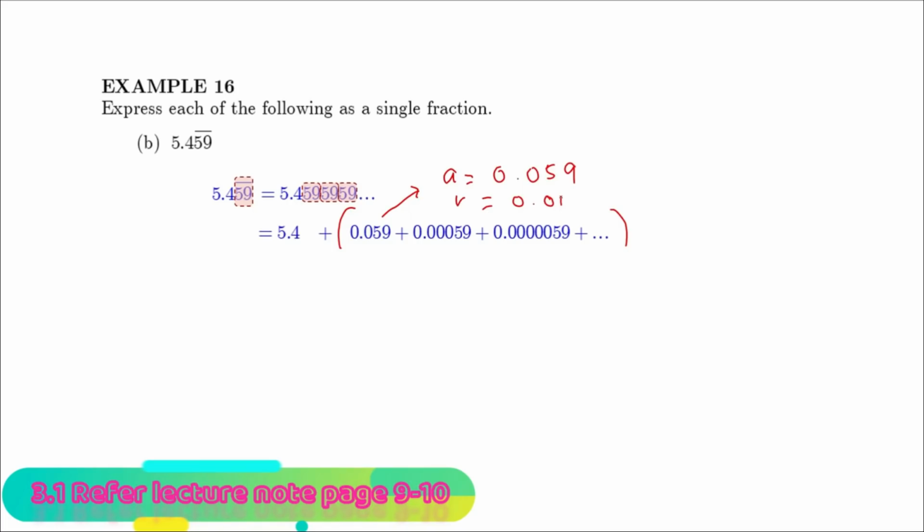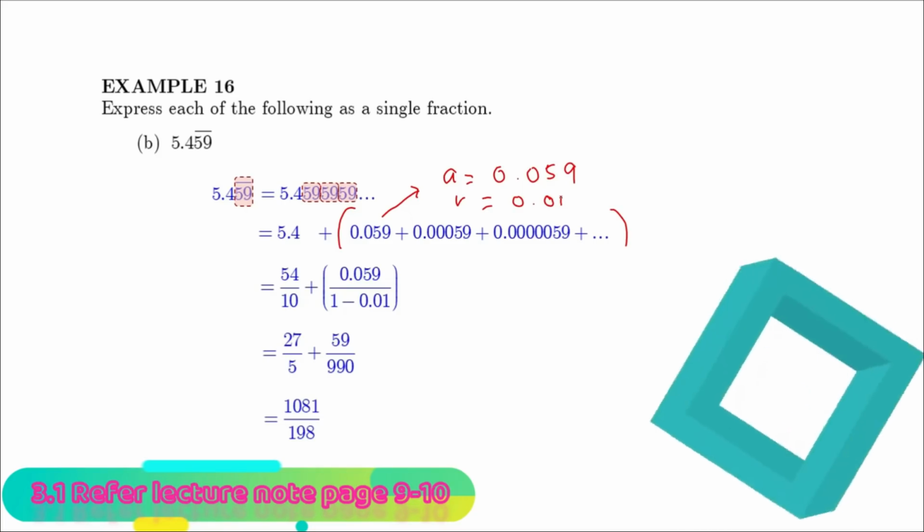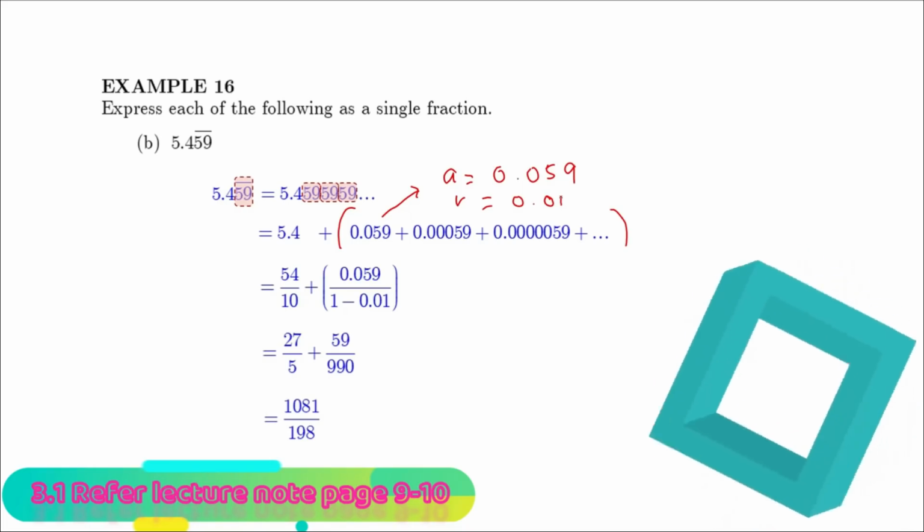Then, putting 5.4 into a fraction and using the S to infinity formula, we then have these two partial fractions, and adding up these two fractions, we then have 1081 over 198 as the fraction for the decimal 5.4595959 and so on. And we are done.